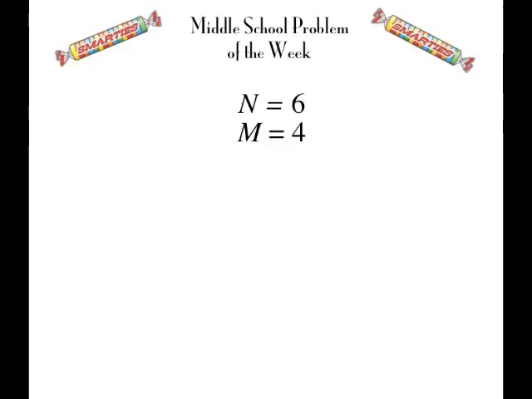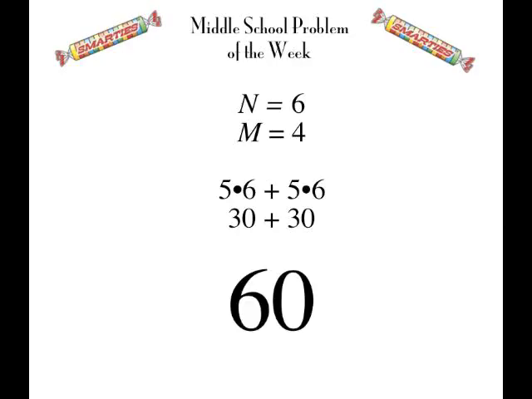We're only concerned about games within the division. So that's 6 home games times 5 teams, 6 road games times 5 teams, or 30 plus 30, 60 games within the division. The answer to this week's problem of the week.